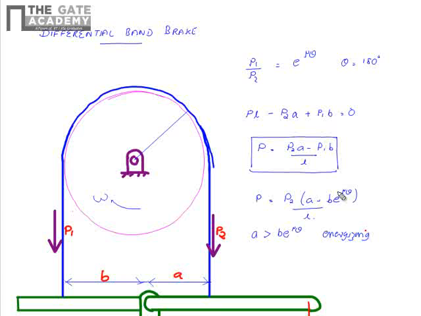And for self-locking of the brake, we should have A less than or equal to B into e power mu theta. This is the condition which we have seen earlier also. So you can write A by B should be equal to e power mu theta for self-locking of this brake. This is the condition for self-locking of a differential band brake.